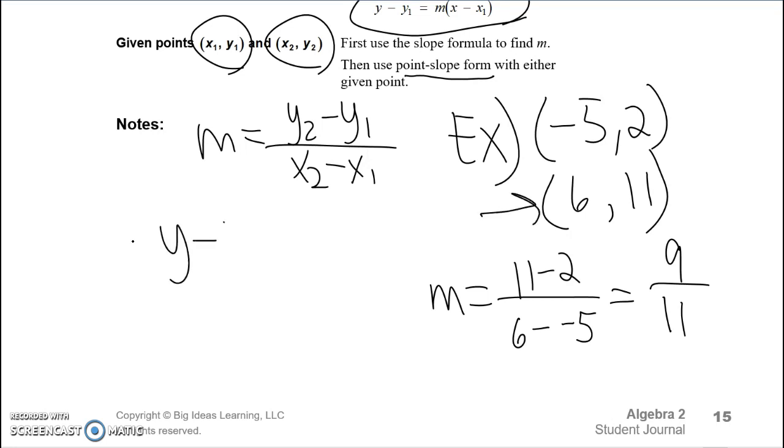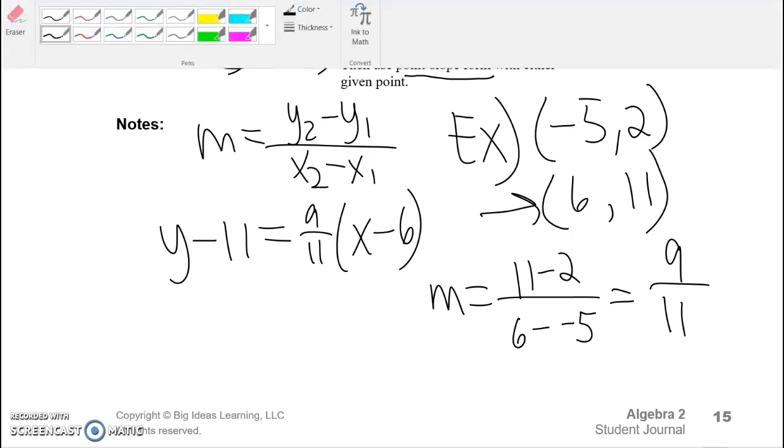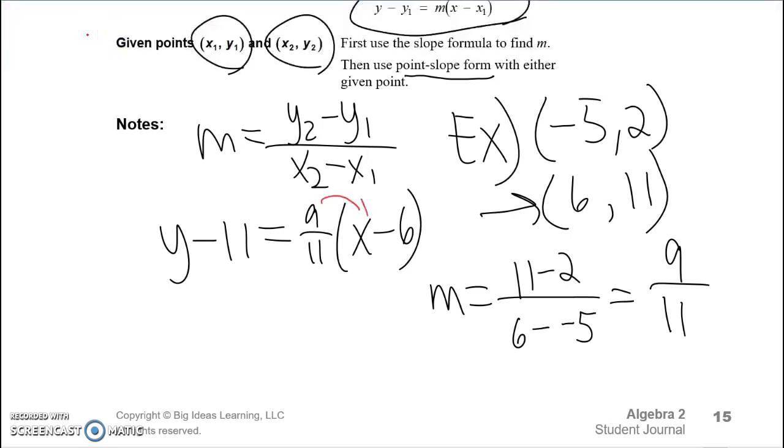And I would say y minus 11 equals 9 over 11 times x minus 6. You could distribute the 9 over 11 in here, and then add 11 over, and get an equation that's y equals. Or you could just leave it in point-slope form, depending on what the question is asking.